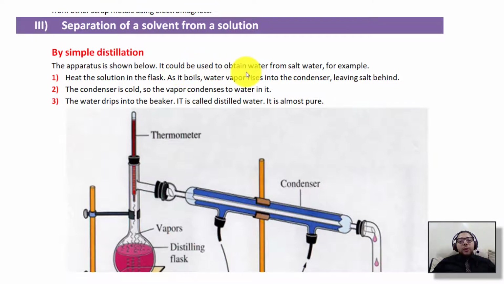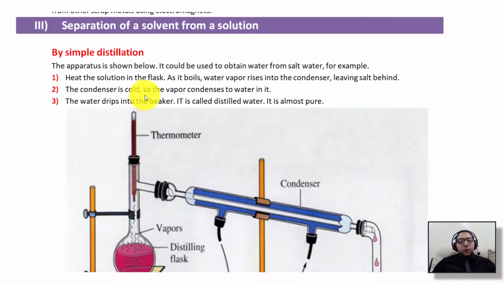It could be used to obtain water from salty water, and you make sure that we are looking for water, we are not looking for salt. If we were looking for salt, we would have done evaporation, but we are looking for water. So we heat the solution in the flask. As it boils, the water vapor rises into the condenser, leaving the salt behind.